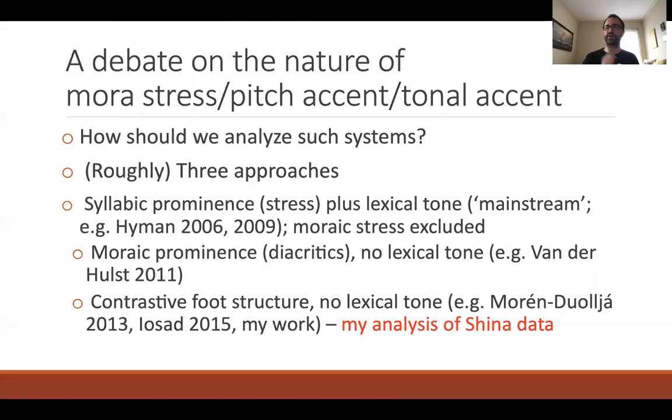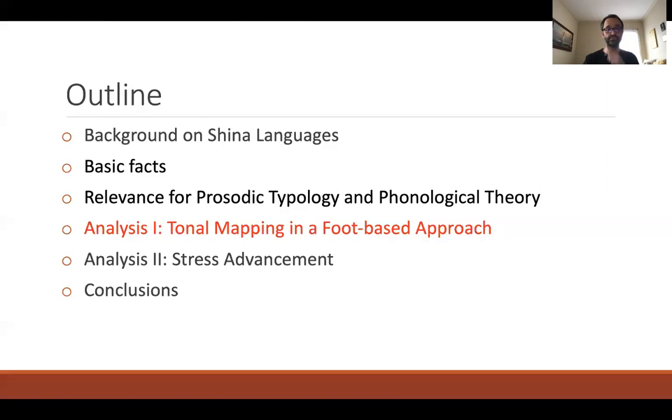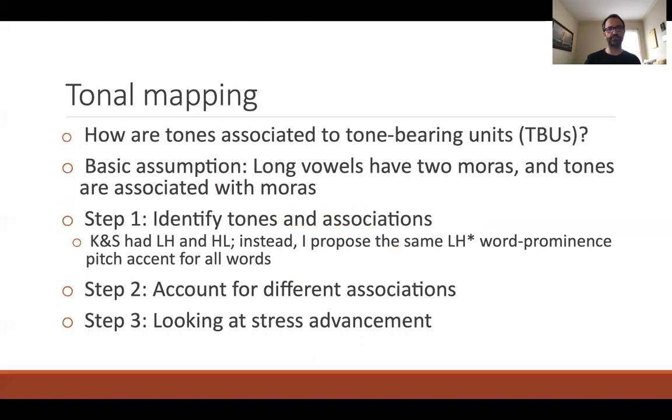And the idea is that you have, for instance, two types of feet, and those two types of feet give you different tonal melodies. And that will also be my analysis of the Shina data. Okay, now we move on to that analysis. And the question, right, in my foot-based approach is how to associate tones to tone-bearing units. Well, the basic assumption is that long vowels have two moras, right? That's not very radical unless you think that moras are totally off, but many people work with them. So in there, a long vowel has two moras and tones are associated with moras.